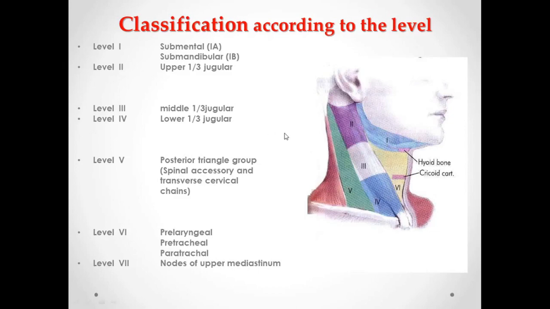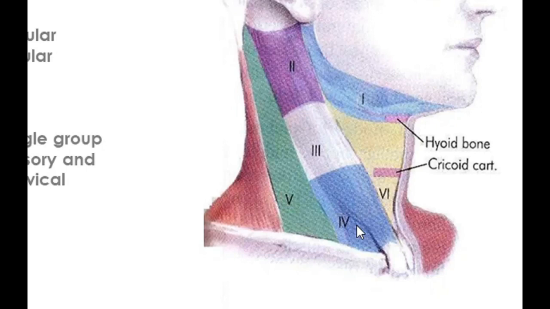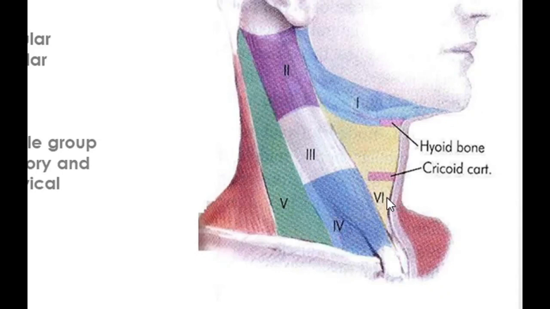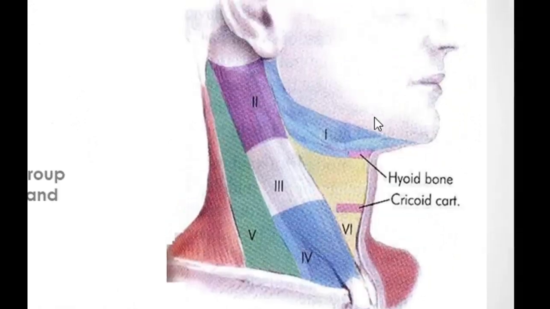Level 3, as you can see here, mid third jugular. I will show you. Level 4, lower third jugular lymph nodes. Level 5, posterior triangle group, which is the spinal accessory and transverse cervical chain. Level 6, which are pre-laryngeal, pre-tracheal and paratracheal lymph nodes. And level 7 is in the upper mediastinum, nodes in the upper mediastinum. So these levels are very, very important clinically and surgically, especially in any tumor determinations in the head and neck.